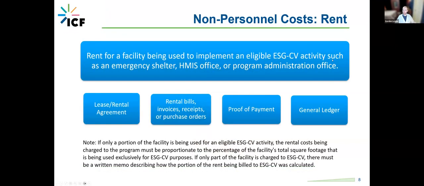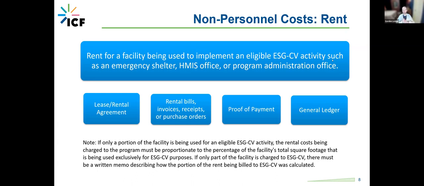Let's talk about non-personnel costs, rent, noting that we are going to be swapping back and forth quickly between me and Mike in here. So please just do your best to absorb what we've got coming at you. So for rent for a facility being used to implement an eligible ESG CV activity, such as an emergency shelter, HMIS office, or program administrative office. Backup for that might include, or does include, a lease or rental agreement, rental bills, invoices, receipts, or purchase orders, proof of payment, and a general ledger that supports the activity in question.